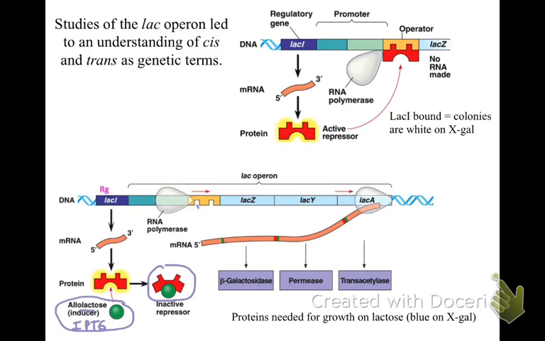So even though the lac-I is still being transcribed and translated, the repressor is inactive, and RNA polymerase can now move forward and make mRNA from this region to make the three proteins, beta-galactosidase, the permease, and the transacetylase, that allow cells to grow on lactose and give us blue colonies on X-gal.